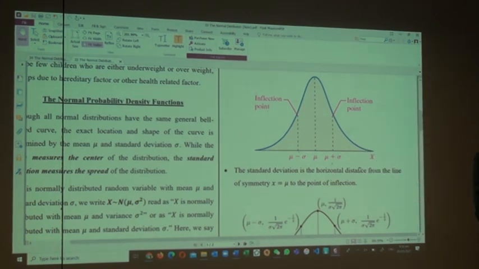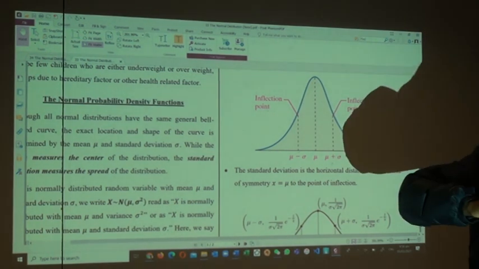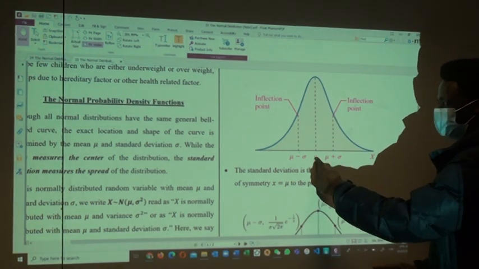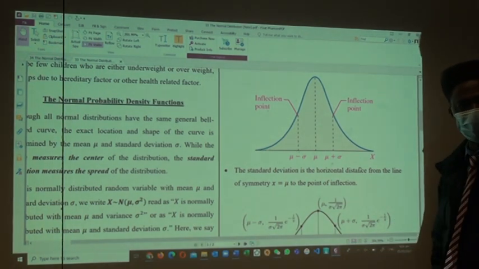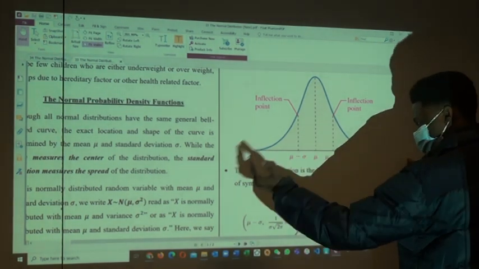So if the standard deviation is so small, it's going to be like that. If the standard deviation is so big, it means it's spread out. So the spreading is relative to the axis of symmetry. Because that's to be symmetric, right? So whatever happens here must happen here.